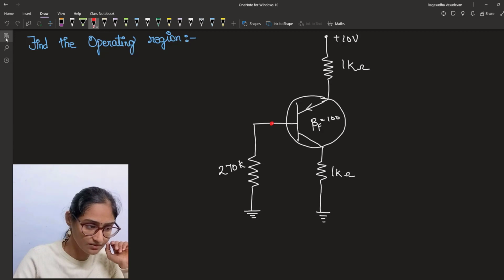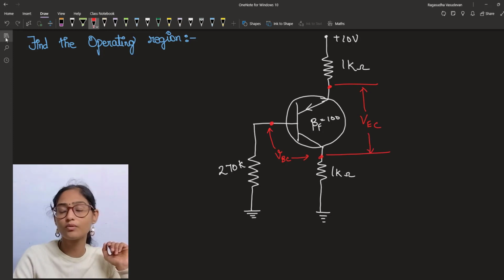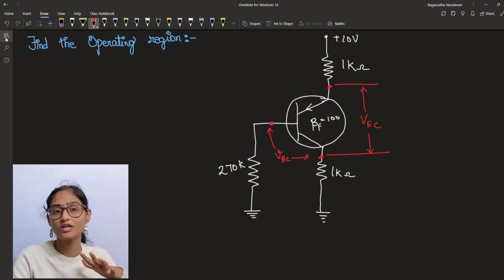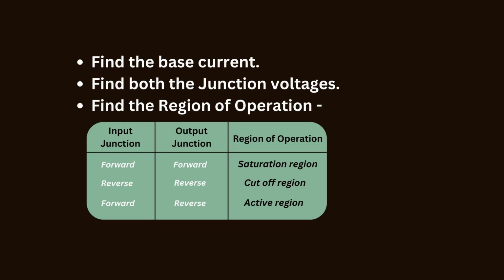So our first aim is to find the voltage between the base and the collector, and then the voltage between the emitter and the collector, VEC. This is in common collector mode, right? Once we find both these voltages, we have to find their directions so that we can determine whether it is in the active, saturation or cutoff region. For that we are going to apply Kirchhoff's current law to find IB. After we find IB, we can find any voltage in a transistor.